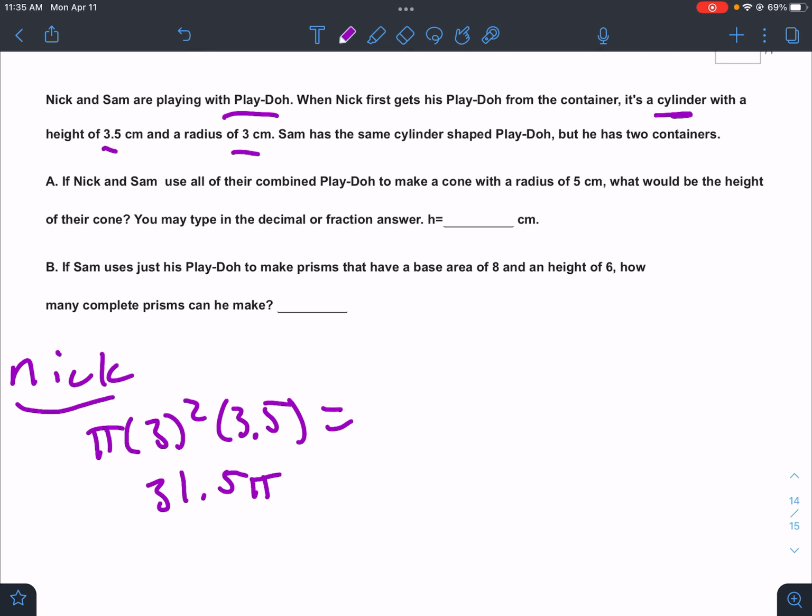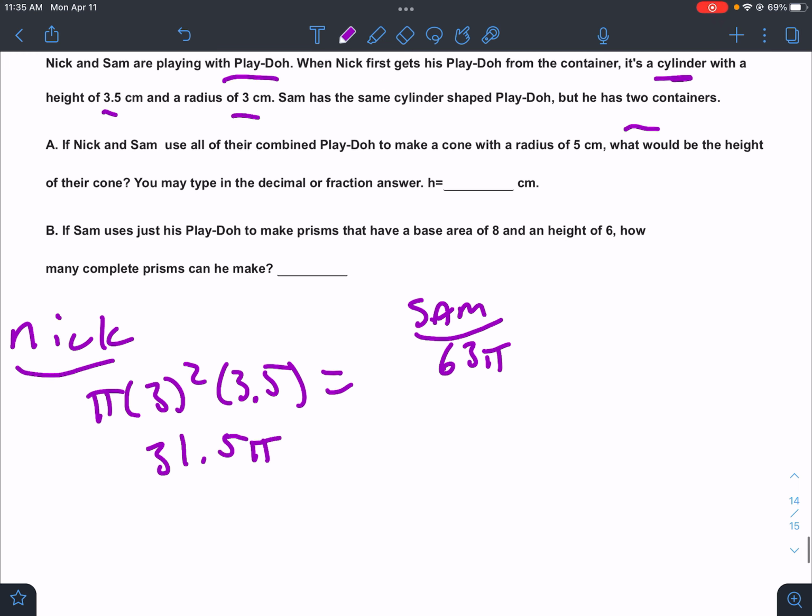Sam has the same cylinder-shaped Play-Doh, but he has 2 containers. Okay, so Sam would have that number times 2. Sam has 63 pi. 2 containers instead of 1. If Nick and Sam use all of their combined Play-Doh to make a cone with a radius of 5, what would be the height of their cone?